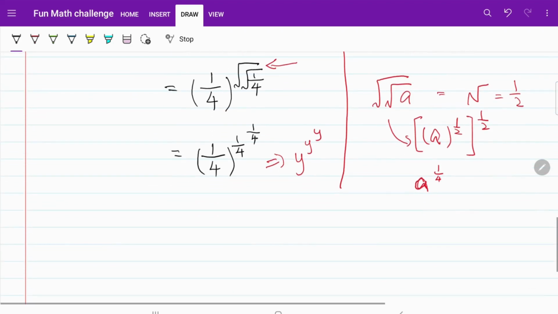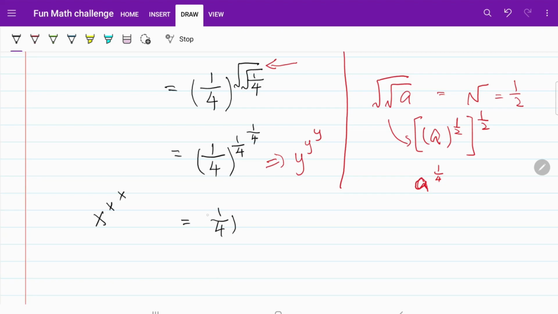So if you look back at what we have, I have x to the power of x to the power of x is equivalent to 1 over 4 to the power of 1 over 4 to the power of 1 over 4. So clearly x itself is equal to 1 over 4. And that's the answer to this very interesting question.